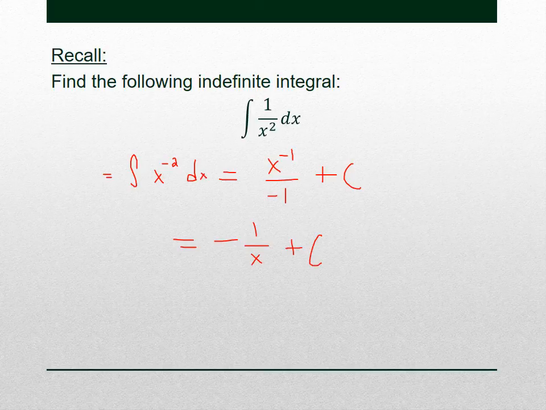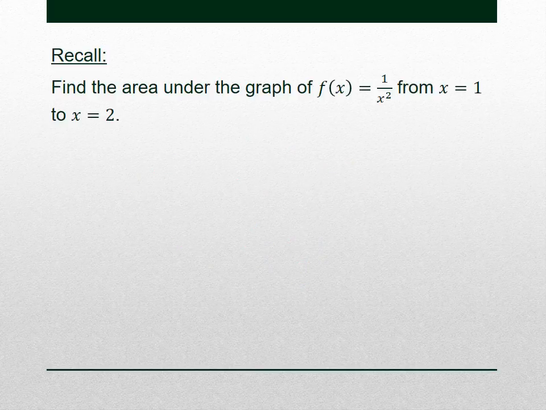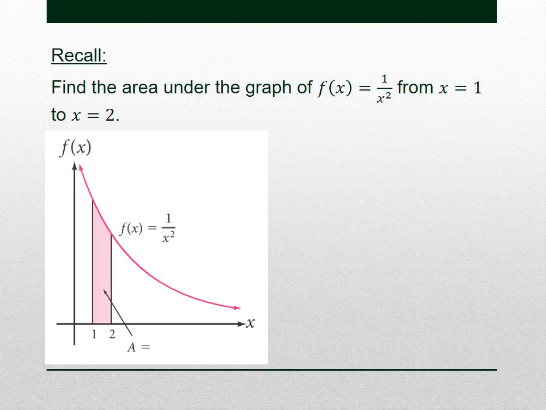Alright, so we're going to use that going forward. Remember, the antiderivative of 1 over x squared is minus 1 over x plus c. Now, remember from 5.4, if I ask you to find the area under the graph of 1 over x squared from x equals 1 to x equals 2, then that's going to be given by the definite integral. So this will be the integral from 1 to 2 of 1 over x squared dx. And what is that?